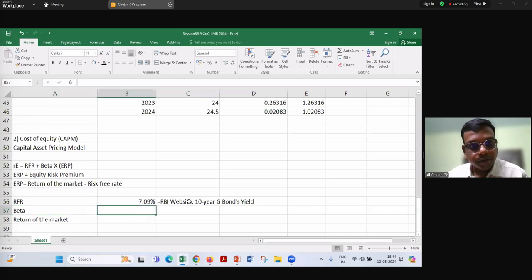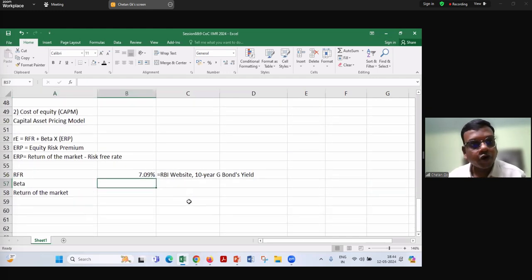Clear? Any doubts so far? You can ask me before we move on to the next one. Done, everybody? Shall we move to the next one? Computation of beta, yes please.